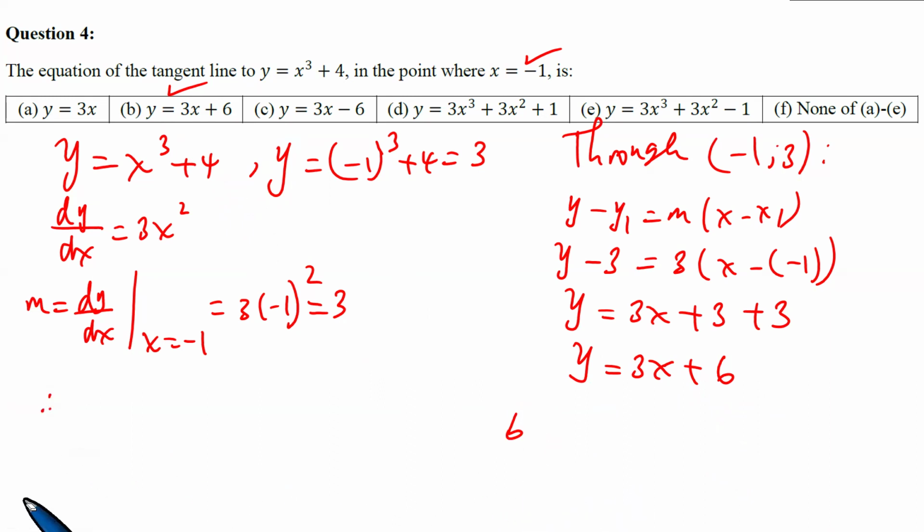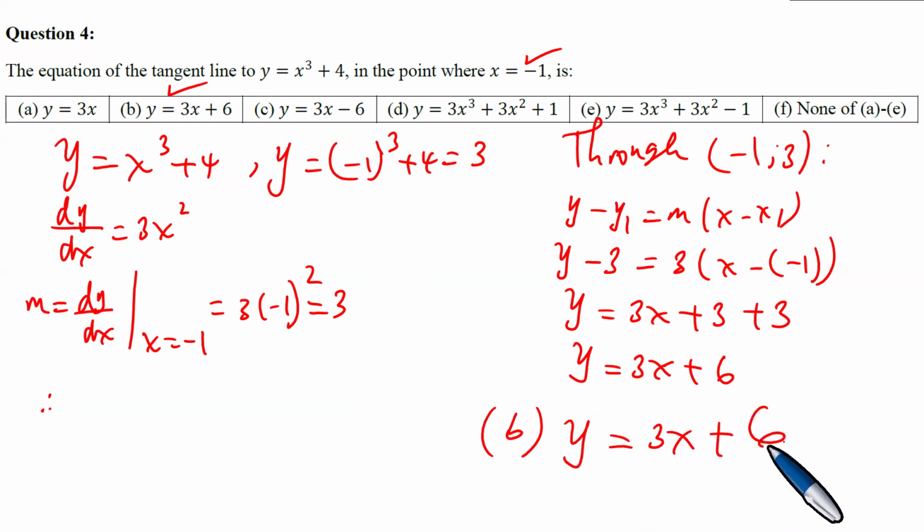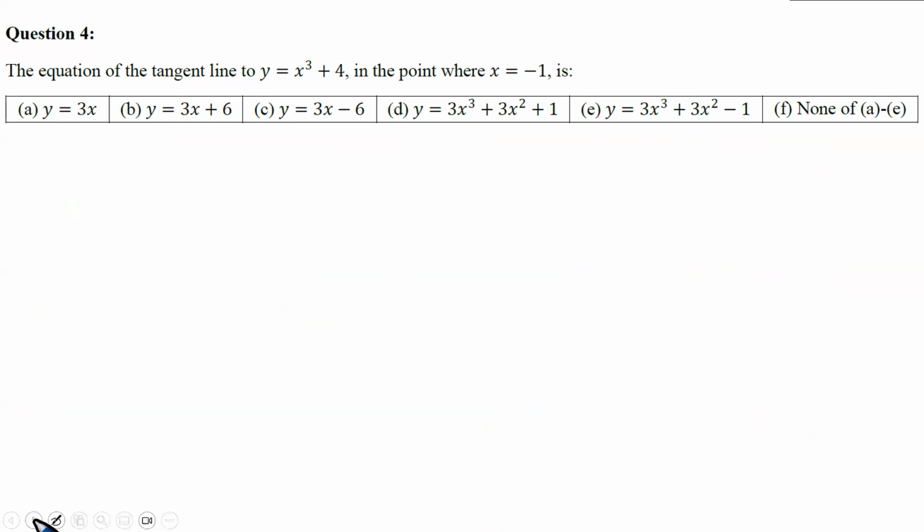So the correct equation is therefore y equals 3x plus 6. Any question? No question. All right, good. We move to the next one.